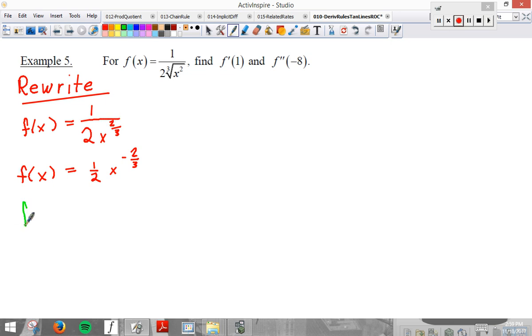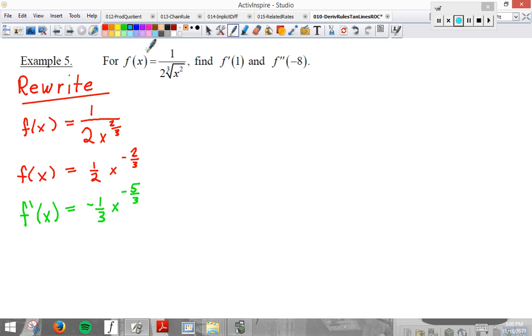So let's find f prime, the first derivative. We're going to take the power, negative 2/3, multiply it with a constant out front. Negative 2/3 times 1/2 is negative 1/3. x, negative 2/3 minus 1, negative 5/3. Now we could go off and evaluate this, or we could take the second derivative.